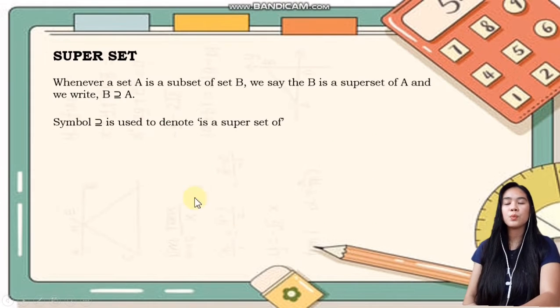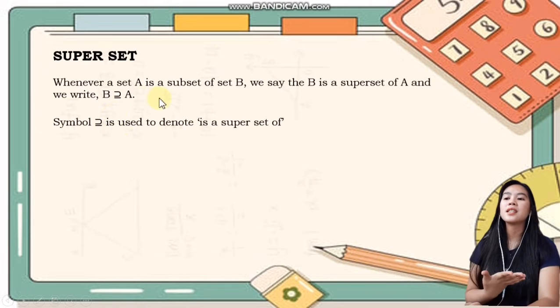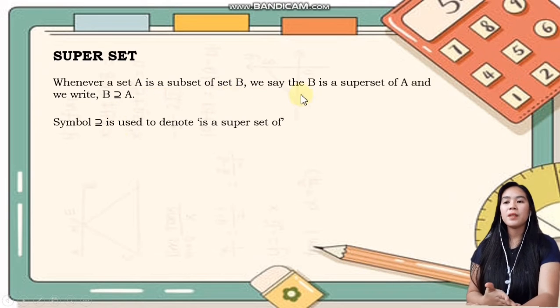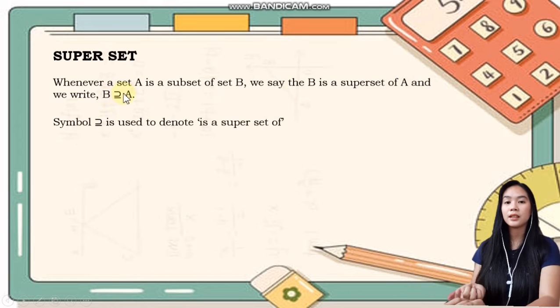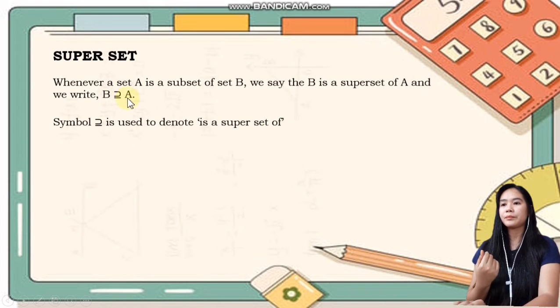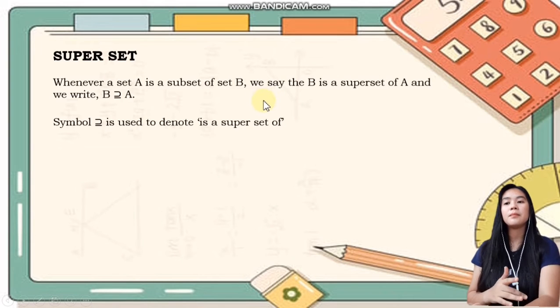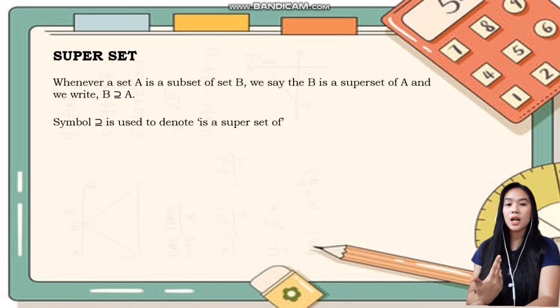So, the next one is the superset. Whenever a set A is a subset of B, we say that B is a superset of A and we write B superset of A. Ibig sabihin na kapag ang ating set A is subset na ng B, then may isang elements na hindi na-contain ng set A sa meron ang B, masasabi natin na B superset of A. So, ayan, this symbol is used to denote is a superset of.